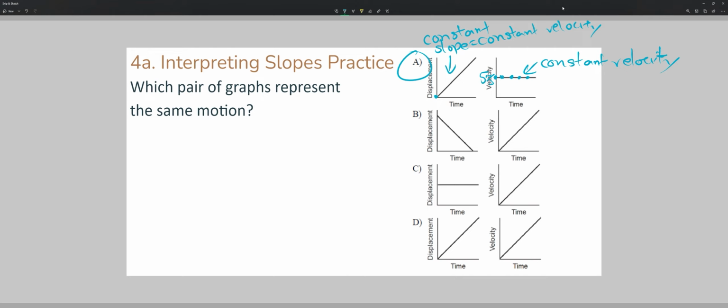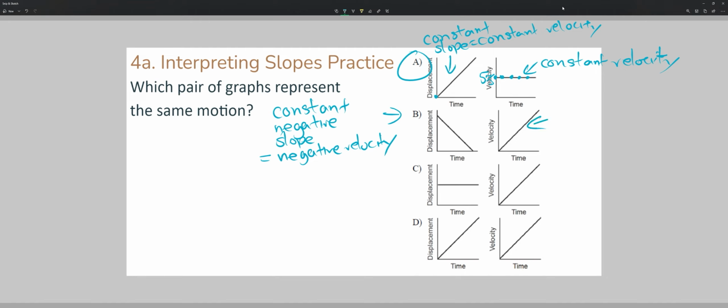So let's look at the PT graph for B. B is saying that you have a constant negative slope, which means you have a negative velocity, a constant negative velocity.